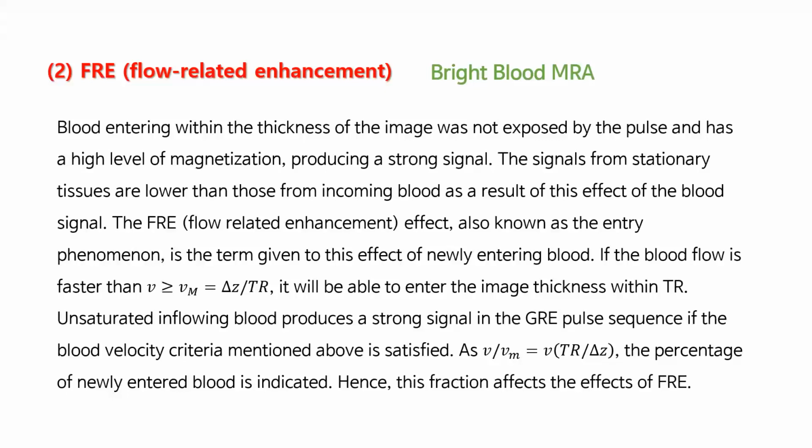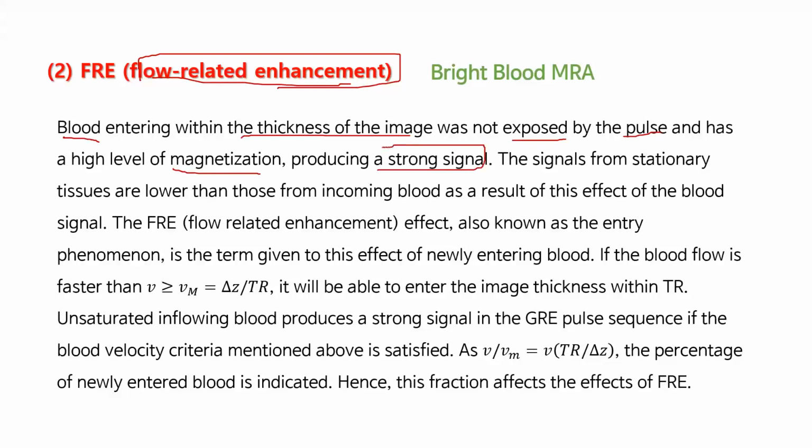Next, let's see the flow-related enhancement. The blood entering within the thickness of the image was not exposed by the pulse and has a high level of magnetization, producing a strong signal. The signals from stationary tissues are lower than those from incoming blood as a result of this effect of blood signal.